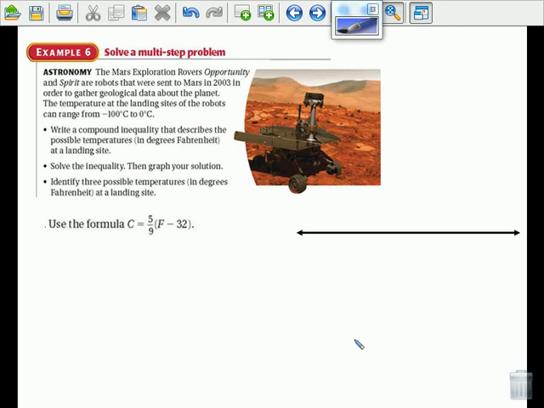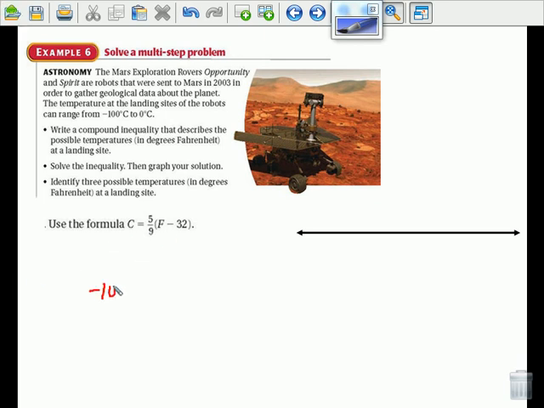Last one. The Mars exploration rovers Opportunity and Spirit are robots that were sent to Mars in 2003 in order to gather geological data about the planet. The temperature at the landing sites of the robots can range anywhere from negative 100 degrees Celsius to 0 degrees Celsius. Write a compound inequality that describes the possible temperatures in degrees Fahrenheit at a landing site. And they're asking us to use this formula.